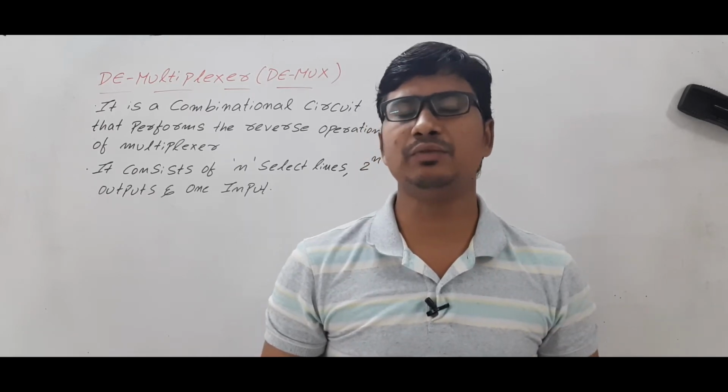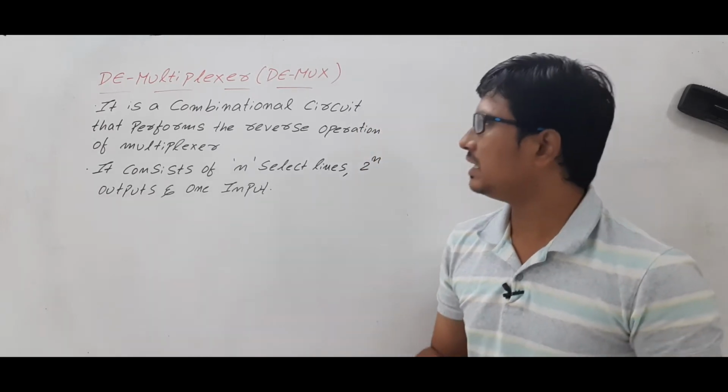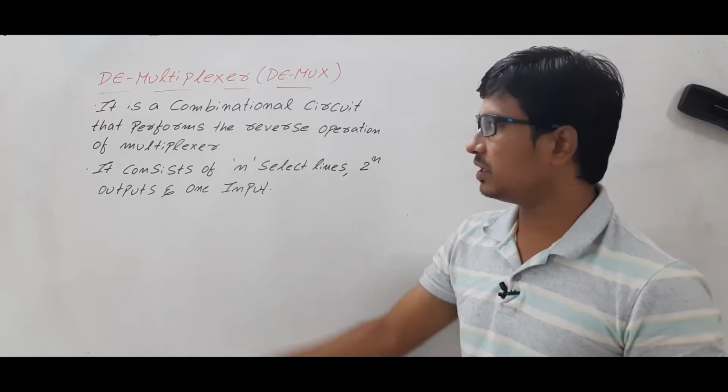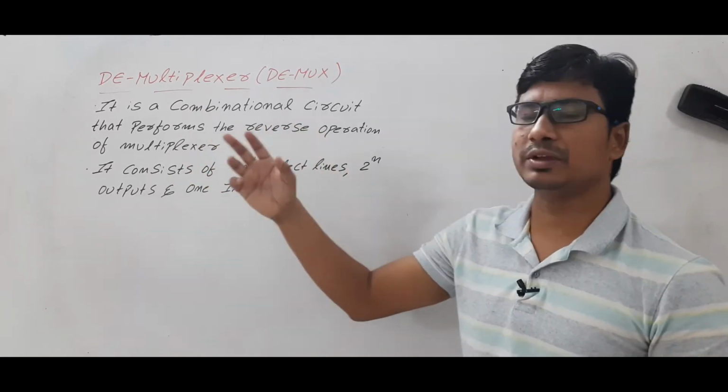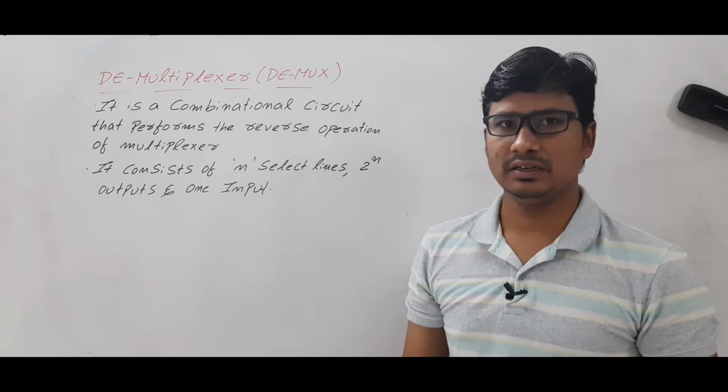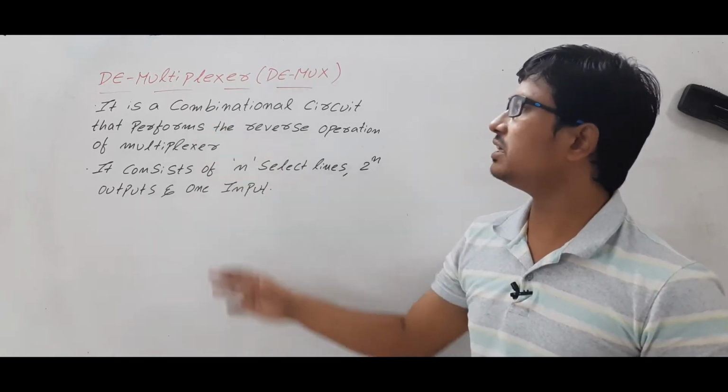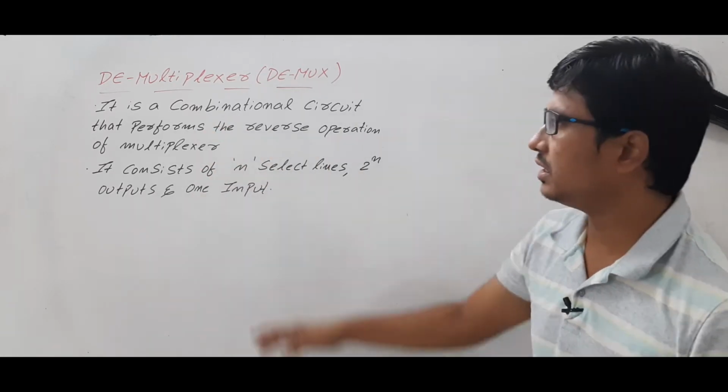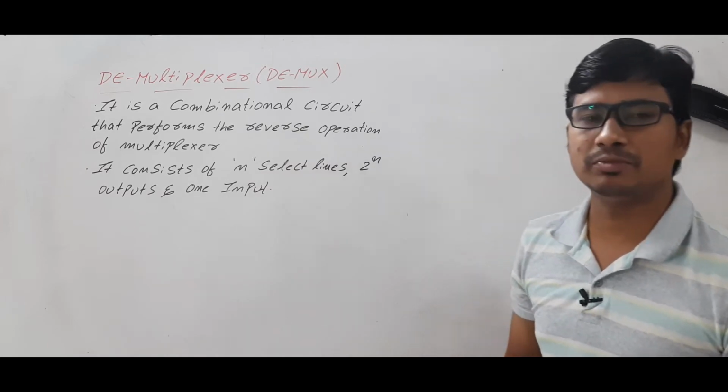First, let me define what a demultiplexer is. It is a combinational circuit that performs the reverse operation of a multiplexer. Am I right or wrong? What they are saying is, it is a combinational circuit that performs the reverse operation of a multiplexer.